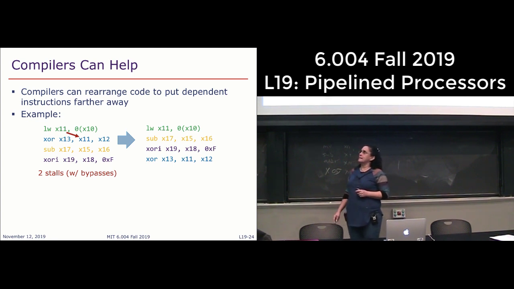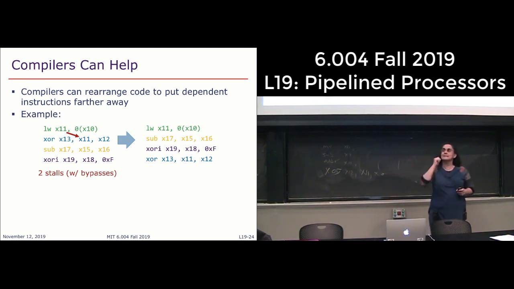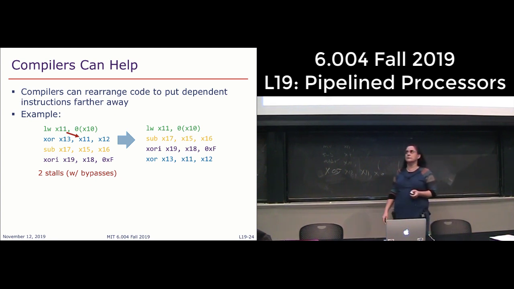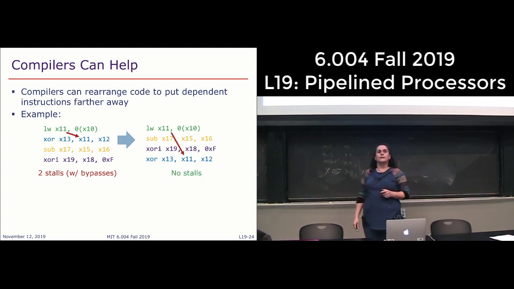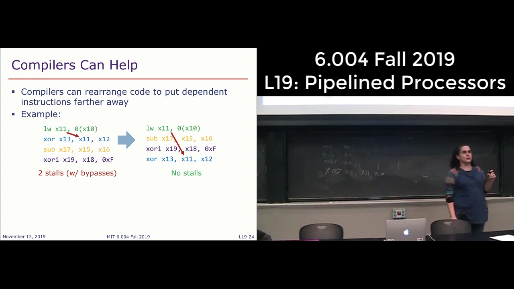Okay, so what have I done here? I've just moved the exclusive OR instruction to come after the sub and the XOR I. Okay, so by moving it to come after, then by the time that the exclusive OR is in the decode stage, the bypass path is going to have the result of the load available. And so now I can go ahead and execute the sequence of instructions with no stalls.